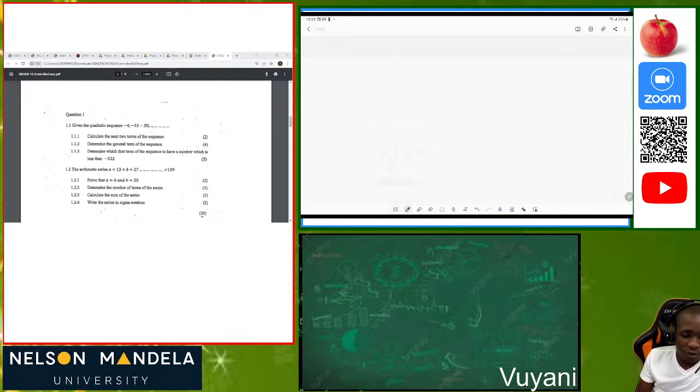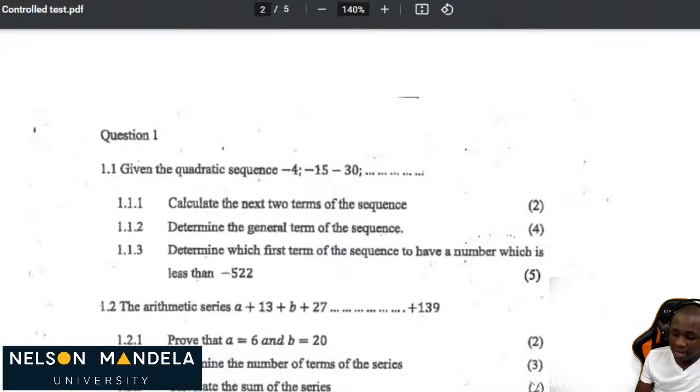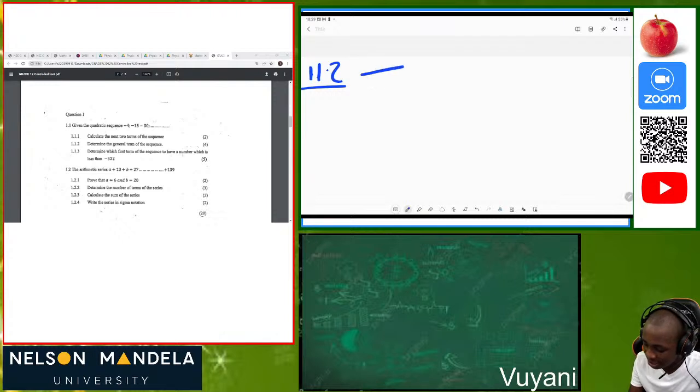Now, let's move on to the next question which we have here, 1.1.2. It says determine the general term of the sequence. This is a quadratic sequence, so automatically what has to ring in your mind is that the quadratic sequence Tn is always equal to an squared plus bn plus c.